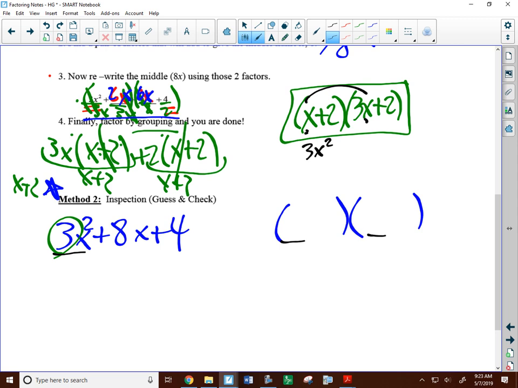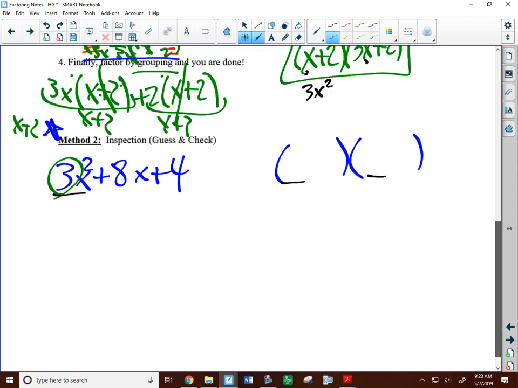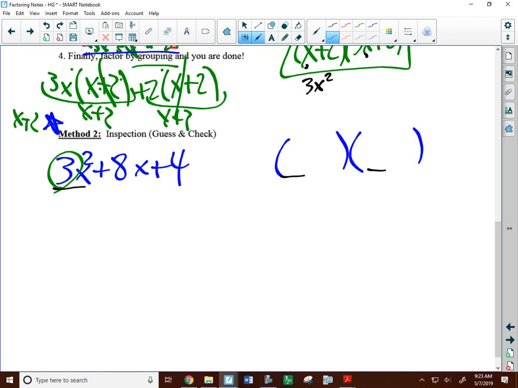Or whatever, if it was 5, it'd multiply by 5. 6x squared, it'd multiply by 6. So 3x squared, well, there's only one choice: 3 and 1, whole numbers, that is. So I would put 3x and x here. That's the only choice.